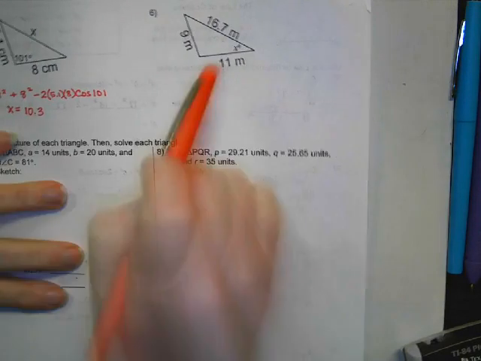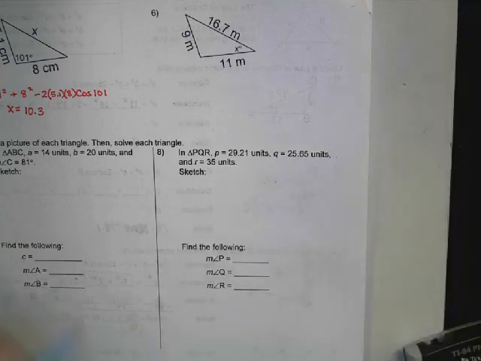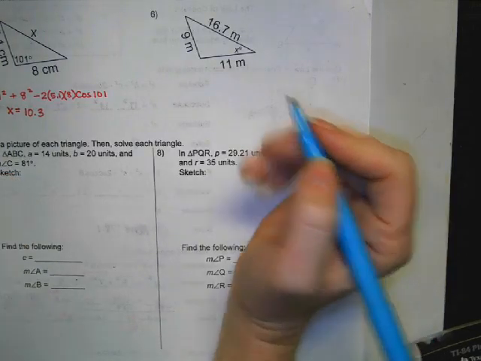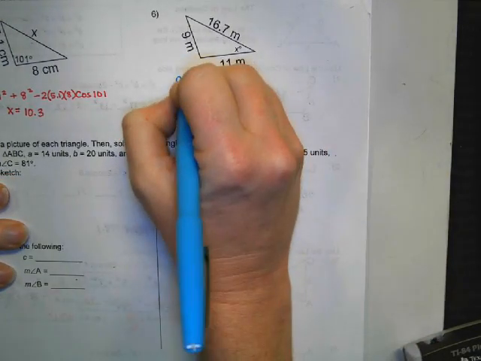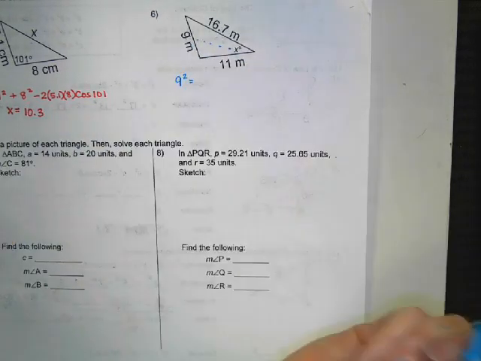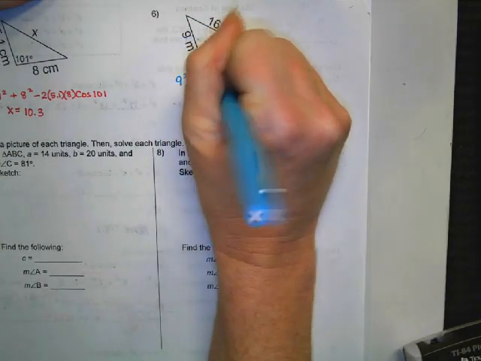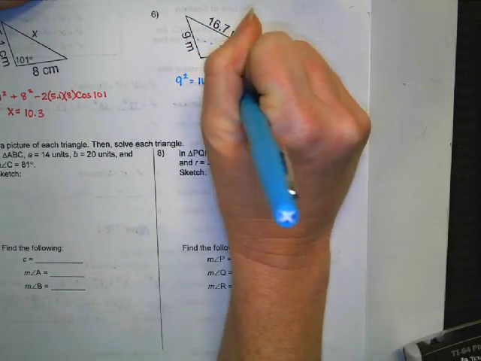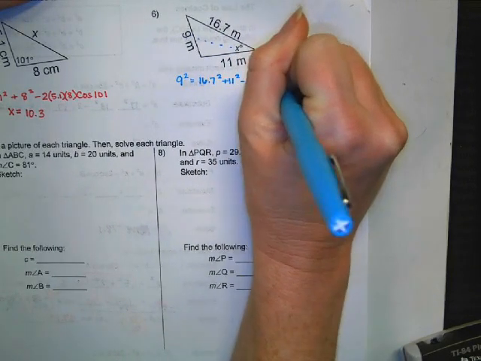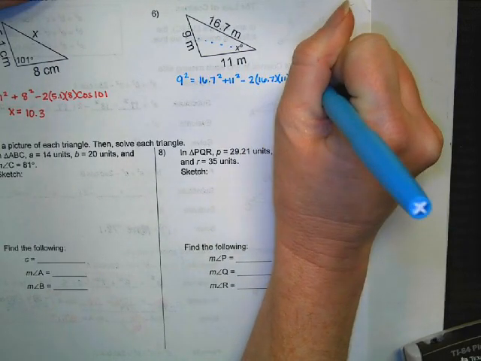On number 6, what is the first thing I'm going to write? The equation. Yeah, but what am I going to start with? 9 squared. Why 9 squared? Because we're looking for the angle. So I'm looking for the angle that is opposite of that 9, so I have to start with 9 squared. 9 squared equals 16.7 squared plus 11 squared minus 2 times 16.7 times 11 times the cosine of x.